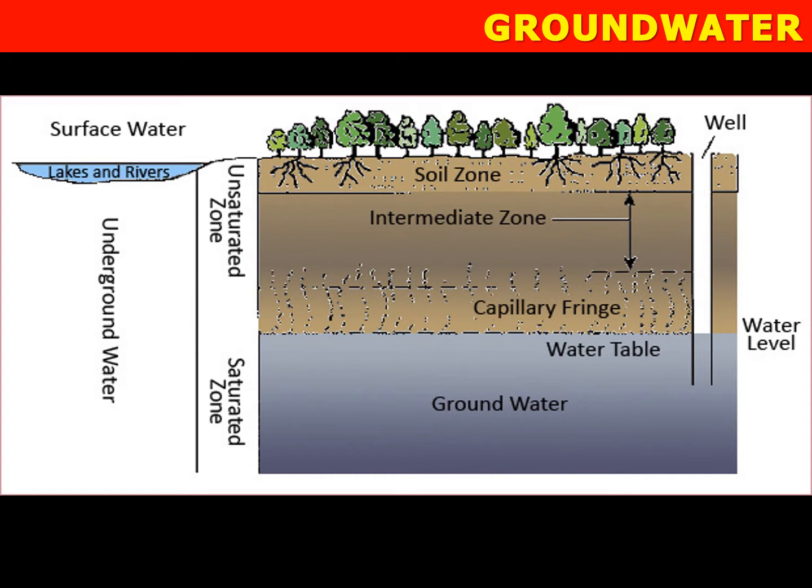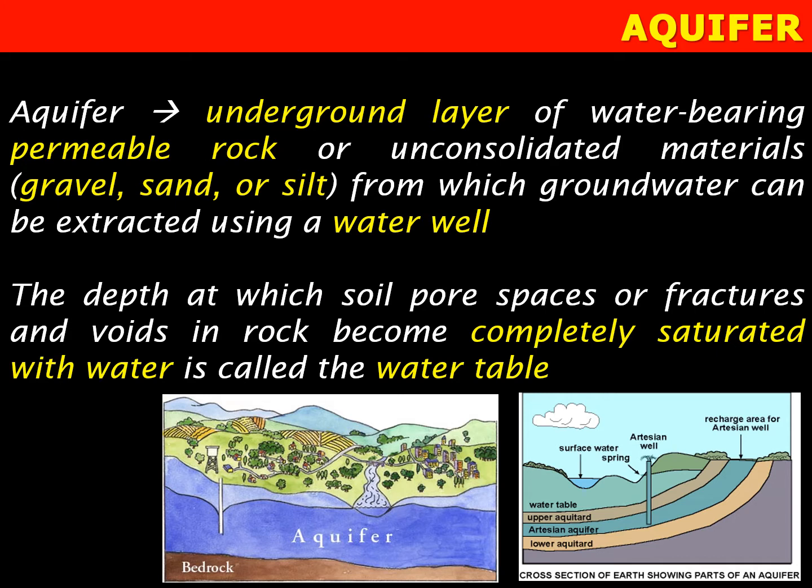This figure shows the layer where the groundwater occurs. Normally the water is extracted by using a well. An aquifer is an underground layer of water-bearing permeable rock, or unconsolidated materials consisting of gravel, sand, or silt, from which groundwater can be extracted using a water well. The depth at which soil pore spaces or fractures and voids in rock become completely saturated with water is called the water table.